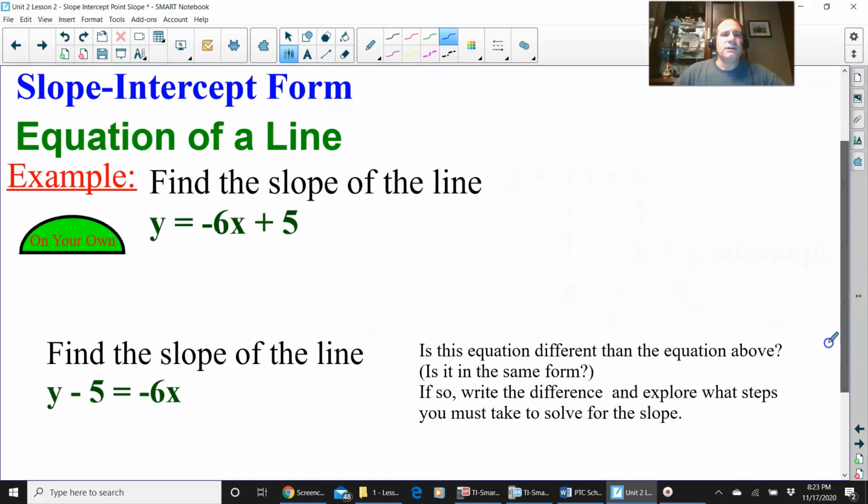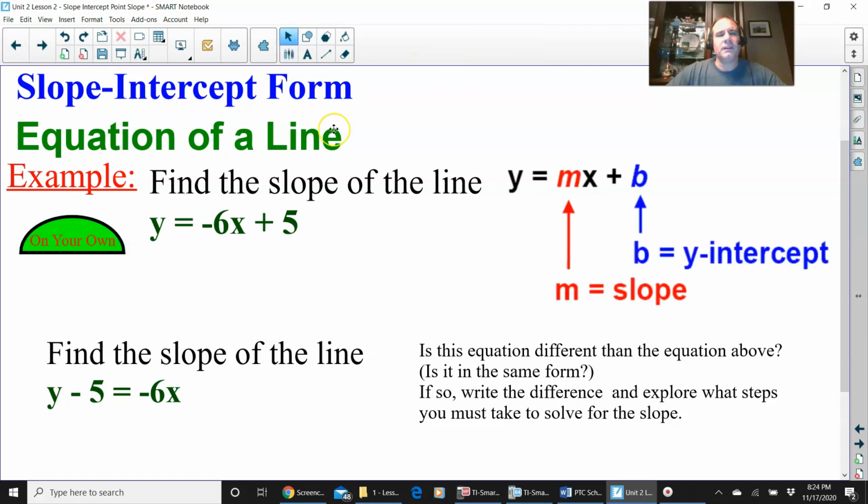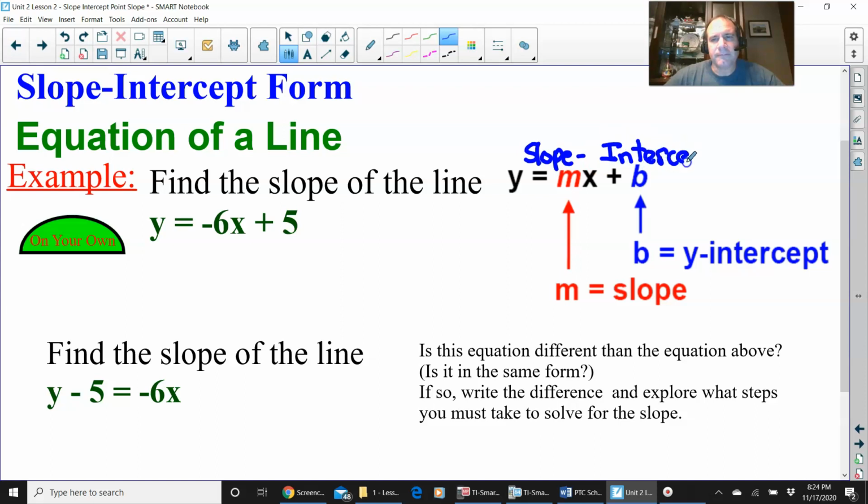All right, so this is called slope-intercept form. What we have here is the equation of a line. An equation of a line is the same thing all the time. Slope-intercept form is y equals mx plus b. So it's y equals mx plus b, and the m stands for the slope. The b is the y-intercept. And this is the reason why it's called slope-intercept form.